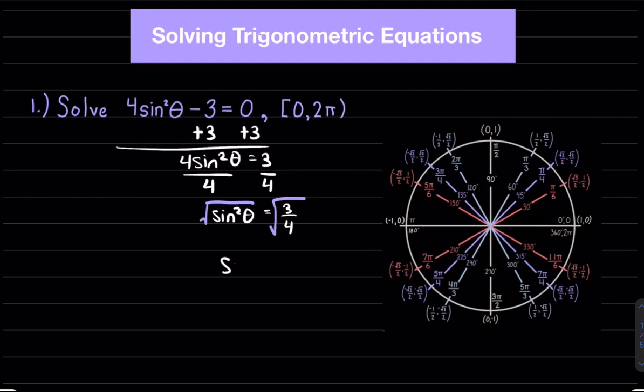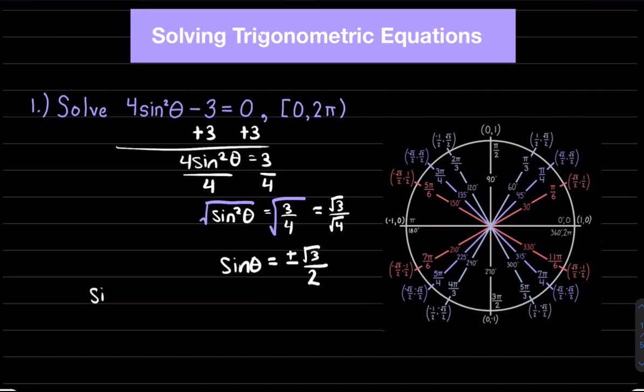And when we do that, we have sine theta equals, when you square root an equation, it can be plus or minus that value. And then when you square root a fraction, that's the same thing as square rooting a numerator and a denominator separately. The square root of 3 is just square root of 3. But then the square root of 4 is 2. Now, to evaluate sine, we want to find all the values on the unit circle between 0 and 2 pi that are equal to positive square root of 3 over 2 and negative square root of 3 over 2.